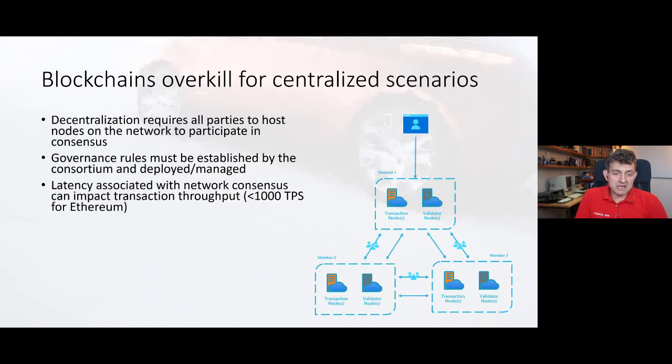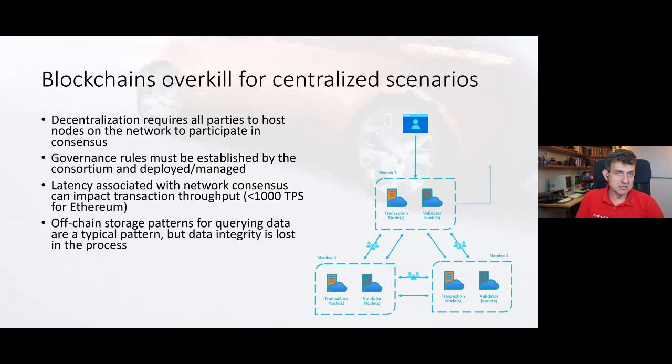Another problem is the latency associated with this network consensus. This is, of course, because there are many actors on different networks that typically run at different speeds, and they may have latency for any kind of reason at any point in time. This has a direct impact on the transaction throughput that is achievable with this kind of technology. Just to give you a number, we are talking about a little bit less than 1,000 transactions per second using Ethereum, which is one of these kinds of technologies.